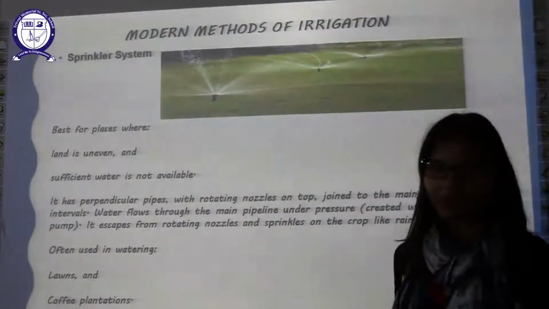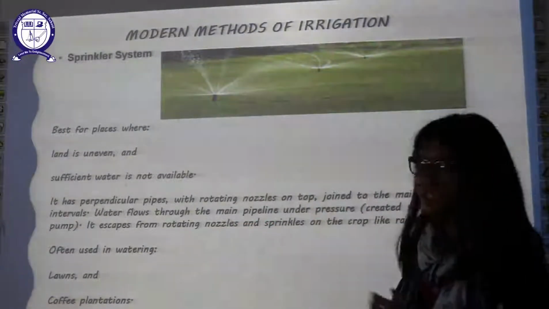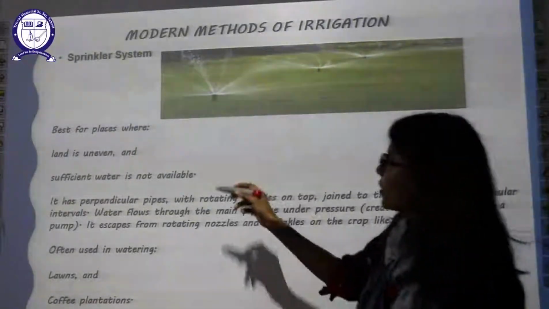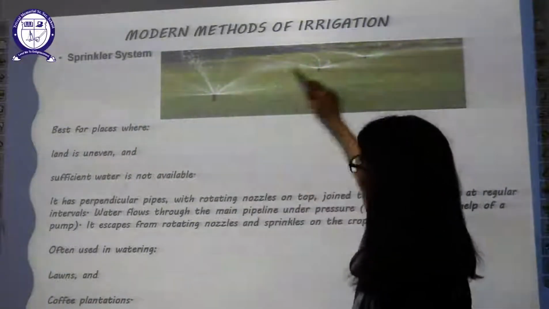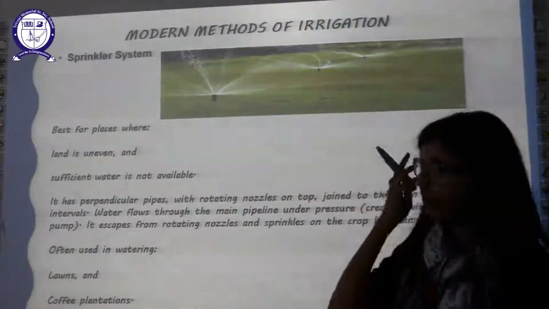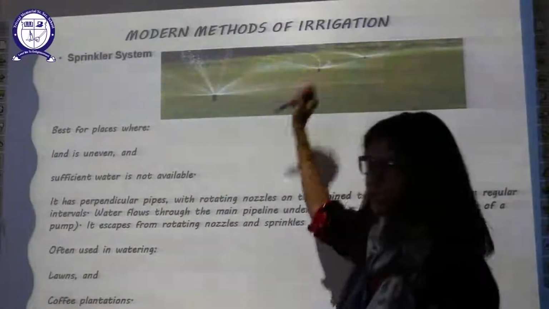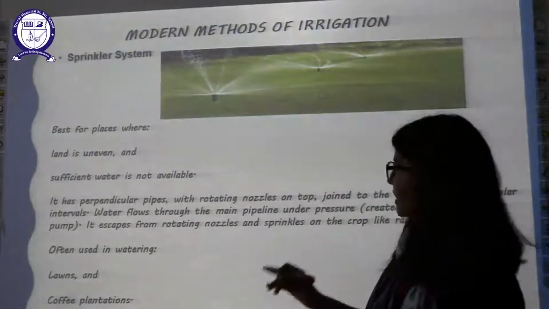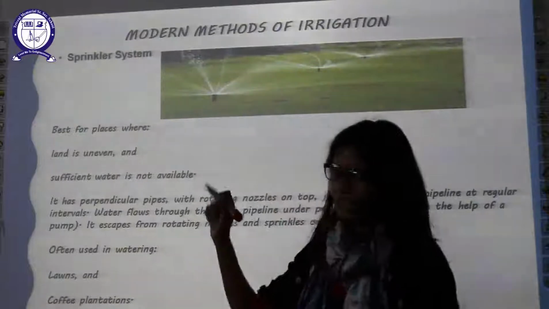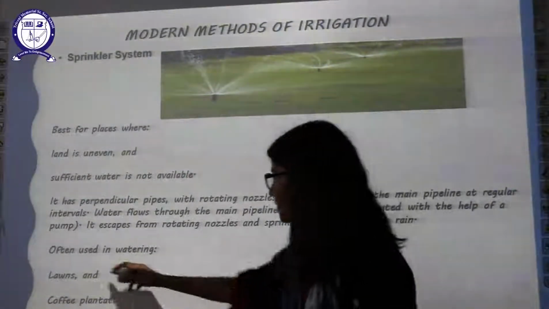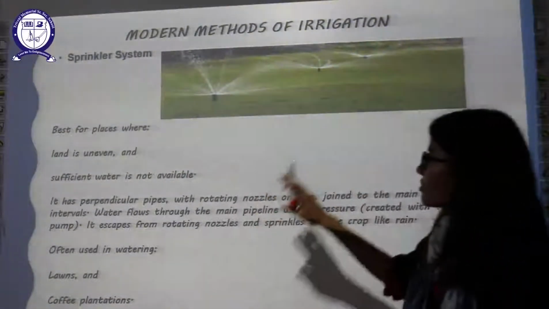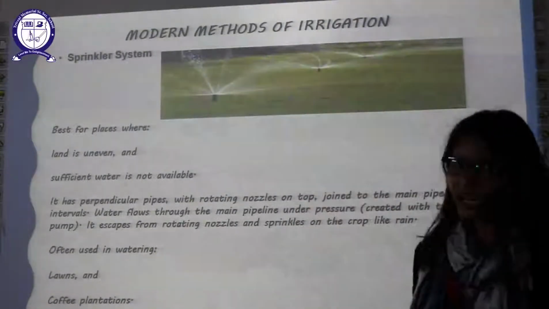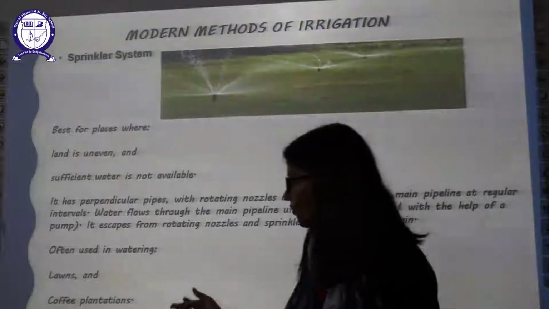So we know whenever we are in pressure, we need to release the pressure. So the water in this main pipeline, which is not visible in this diagram, is under pressure and it gets released when we rotate this nozzle, and that's how it works. We use this often. You have seen this kind of sprinkler method in gardens, in lawns, in coffee plantations.